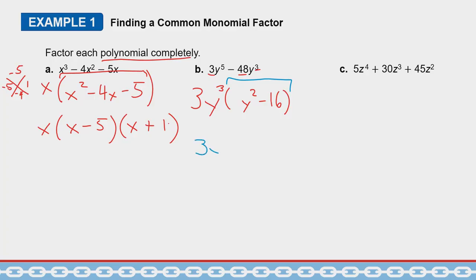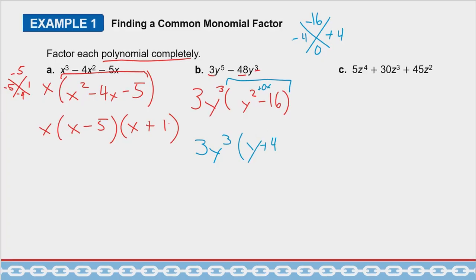So it's kind of like a trinomial in that we could say it has plus 0y in the middle. So I want to see what multiplies to negative 16 but adds to 0, right? Because there's really a plus 0y right there. And that would be negative 4, positive 4, right? So this would leave me with y plus 4 times y minus 4. So that is the full factored form for part B.